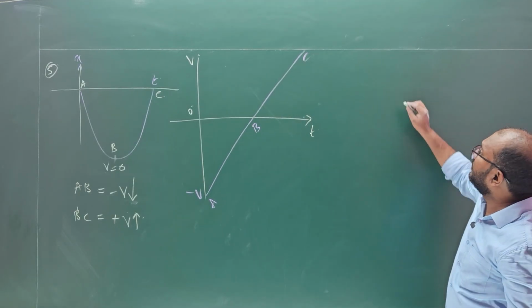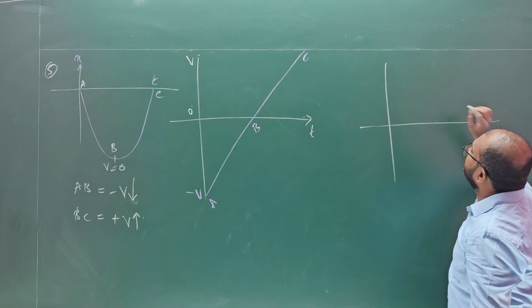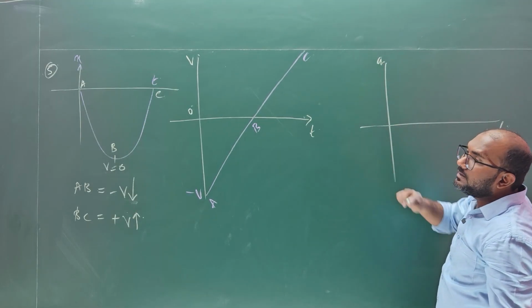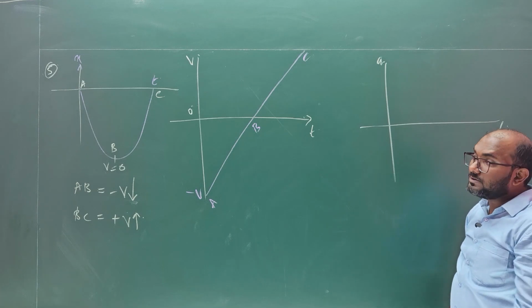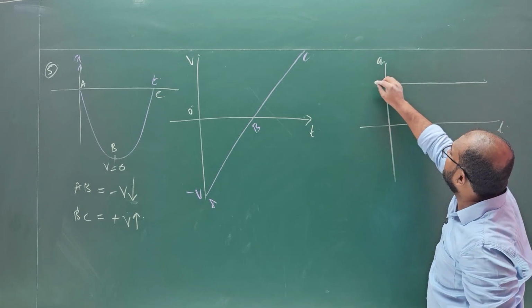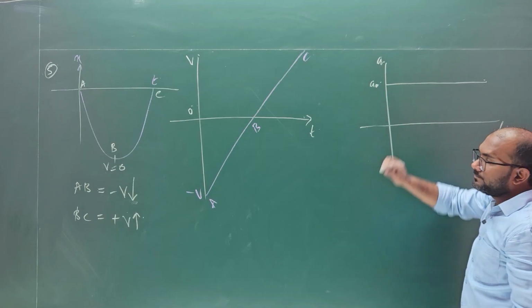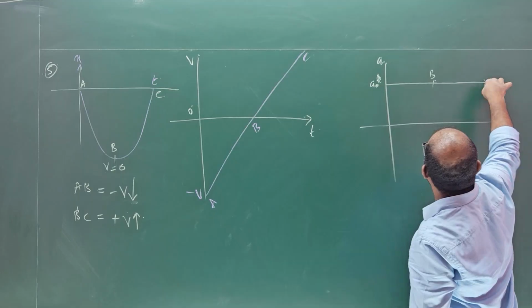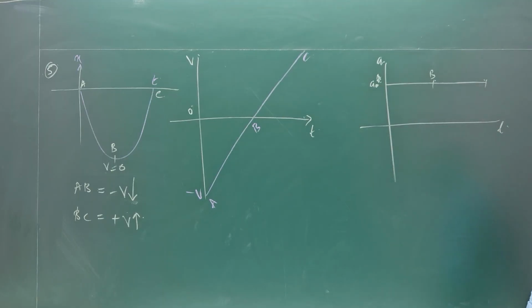Similarly, can I also draw the AT graph like this? This is your A, this is your T. Now the acceleration is what? Positive. In both the cases, acceleration is positive. Then can I say that this a naught is constant? Yes or no? If you want to mark point A to B here, B to C. Did you get my point? Yes or no?